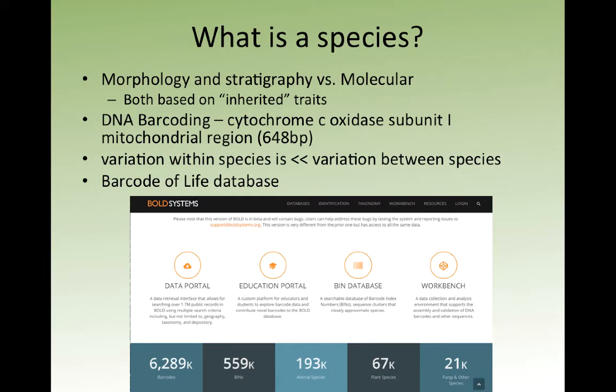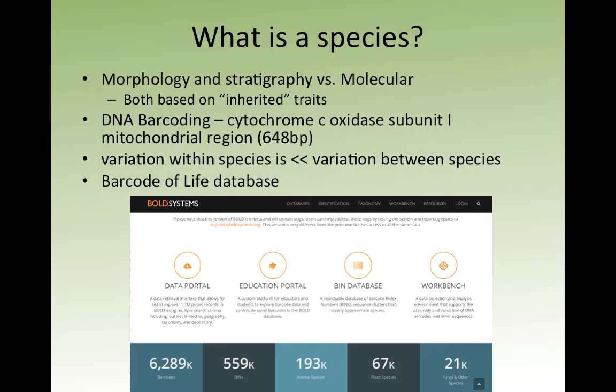There is a barcode of life database that has all of these barcodes in it. There's over 6 million barcodes in there now. Quite a few, over almost 200,000 animal species, about 70,000 plant species, and about another 20,000 fungal and other species in this database. So it's quite extensive, again, largely based off just this one marker.